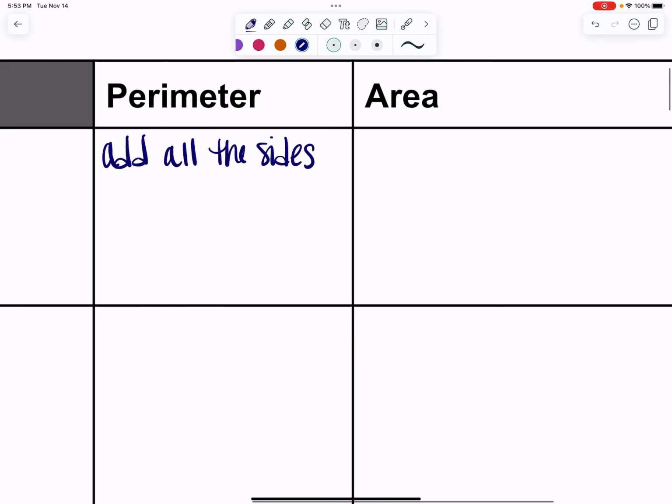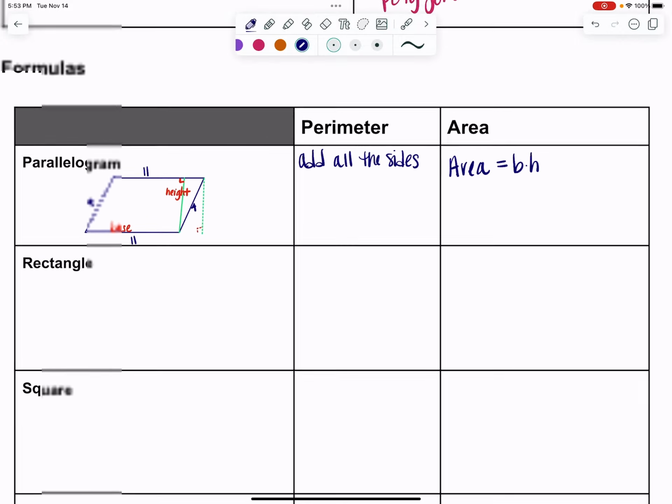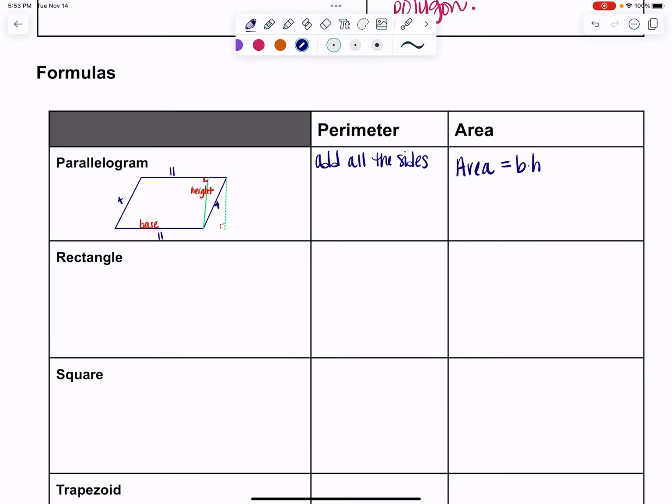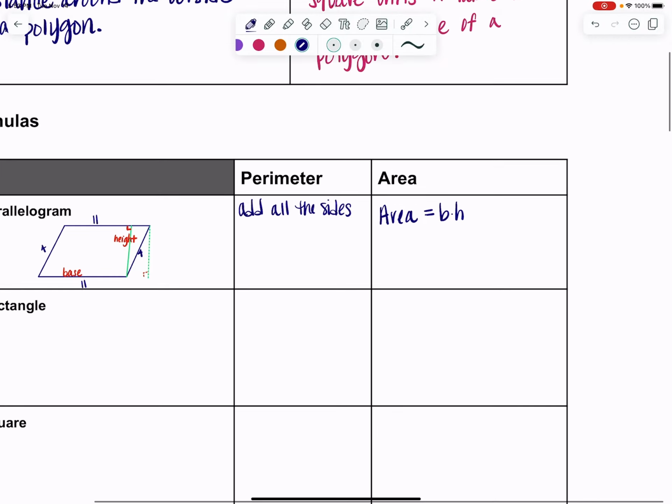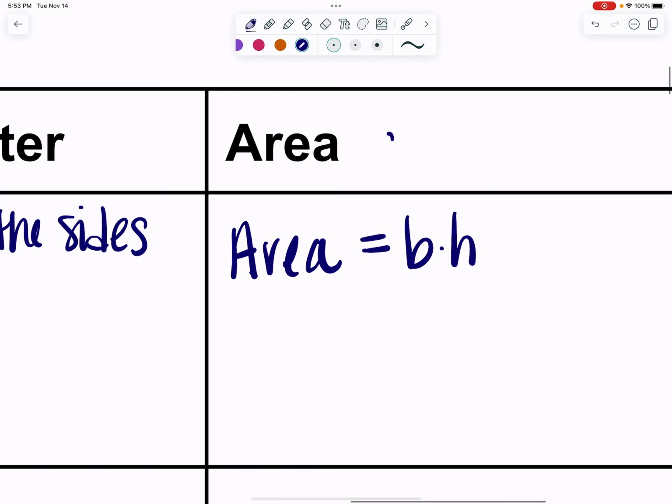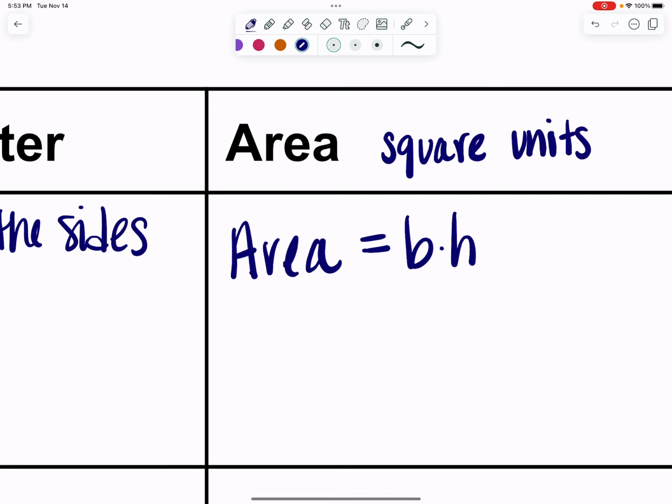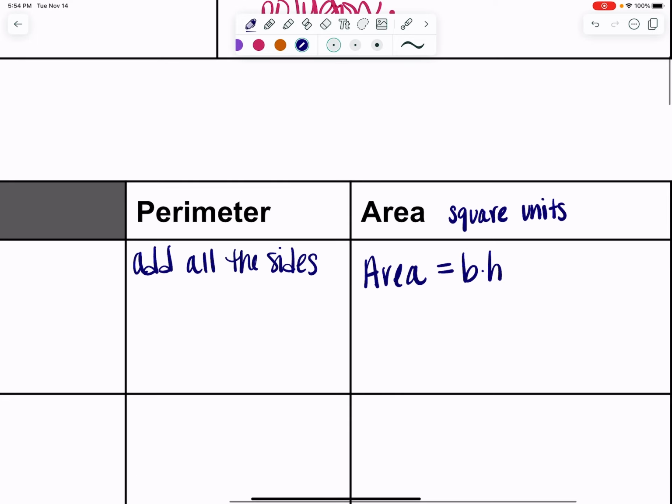Now, area has its own formula. The area of a parallelogram is the base multiplied by the height. The units are always going to be squared. So feet squared, inches squared, square centimeters, square miles.